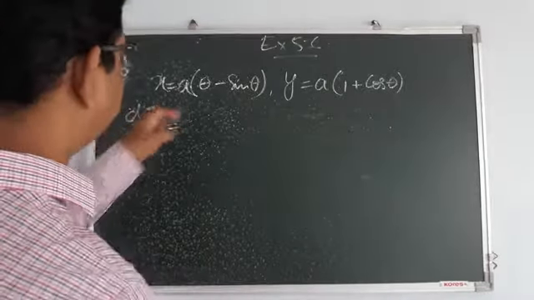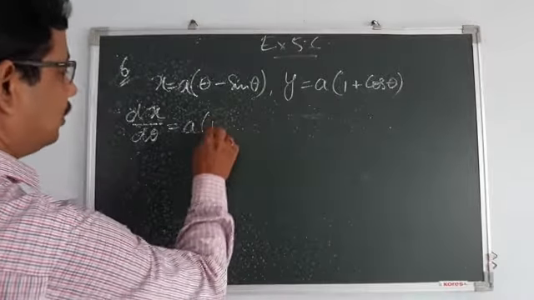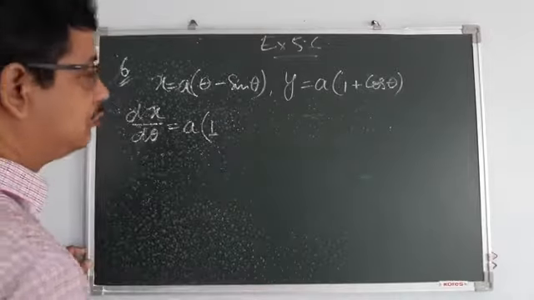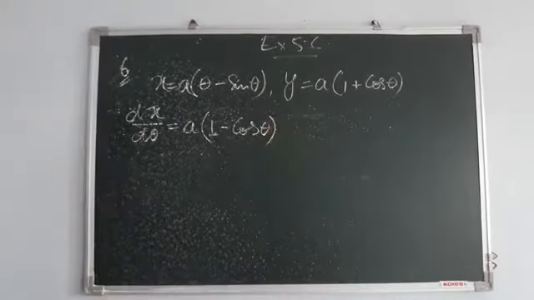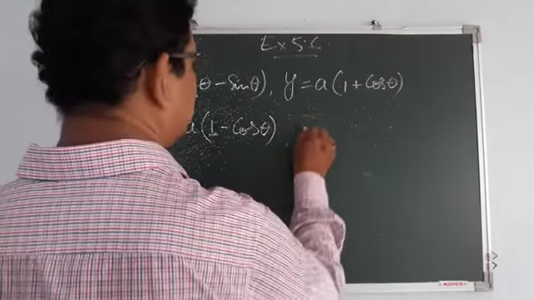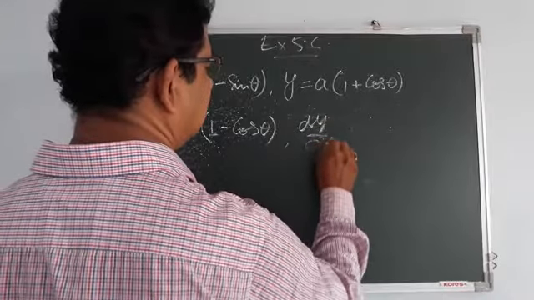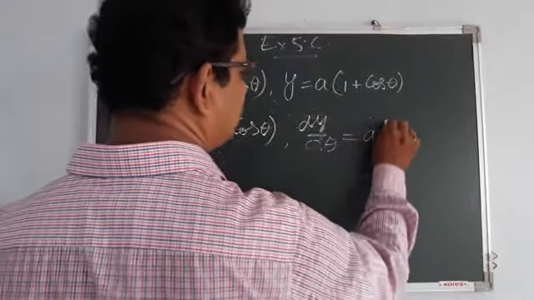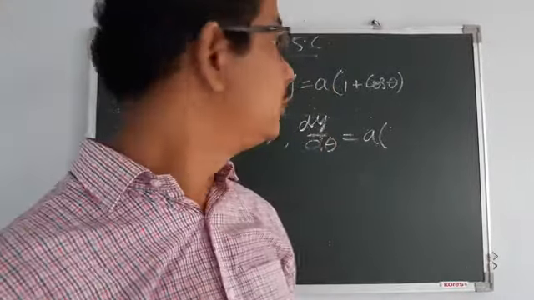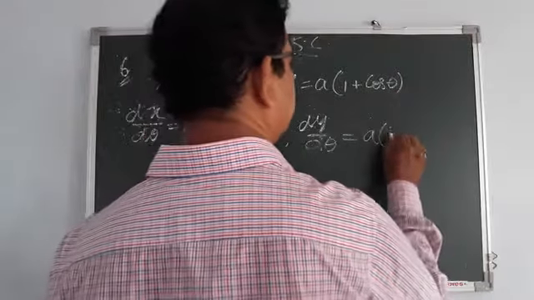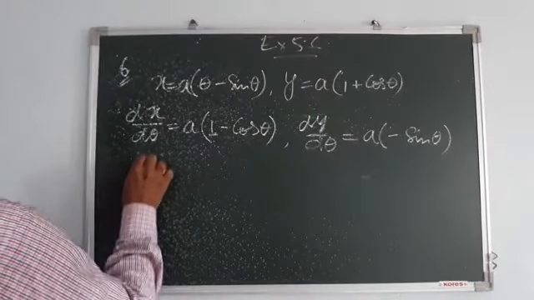dx d theta: a is constant, keep outside. Theta, if we differentiate with respect to theta, it is 1. Sin theta, if we differentiate with respect to theta, becomes cos theta. So this is our dx d theta. As usual, dy d theta: a will be outside. Differentiation of 1 with respect to theta is a constant, so it will be 0. And cos theta's differentiation is minus sin theta.